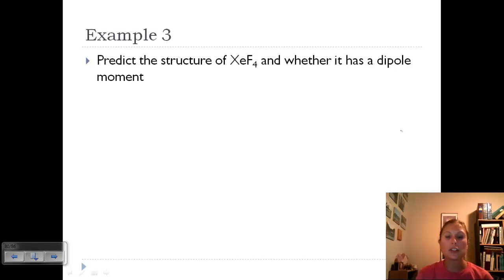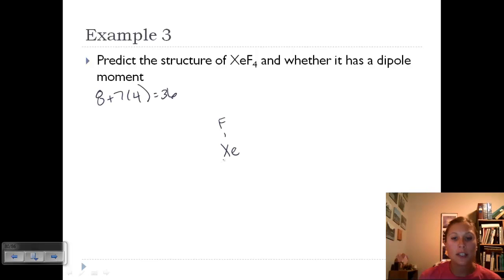So we want to predict the structure of xenon tetrafluoride and whether it has a dipole moment. Okay, xenon donates 8, each fluorine donates 7, and so that gives us 36. So we have xenon in the center, fluorine, fluorine, fluorine, fluorine. If we do all the electrons around each of the fluorines, we should end up at 32. And so xenon can be one of those exceptions, so it's got 2 lone pairs.